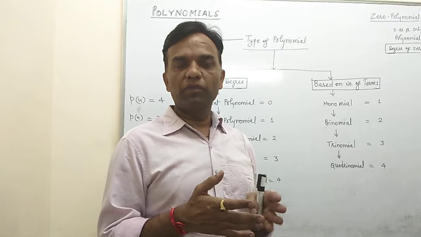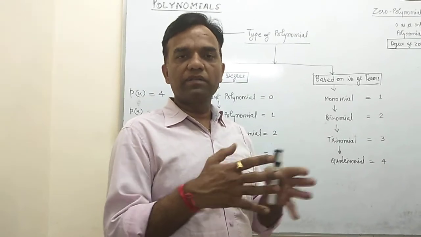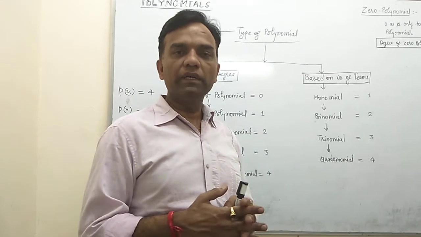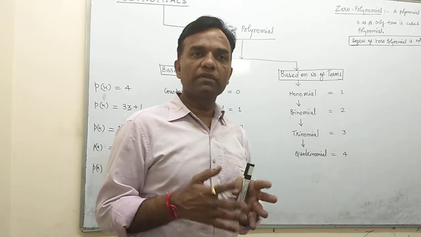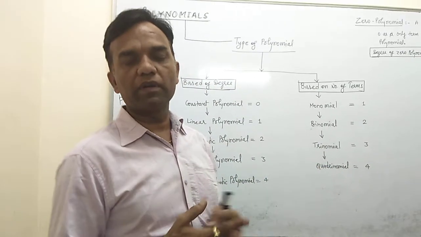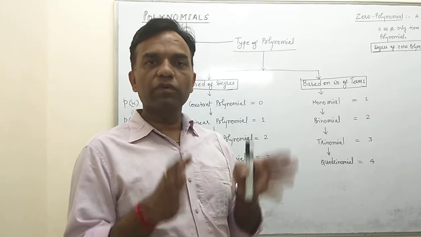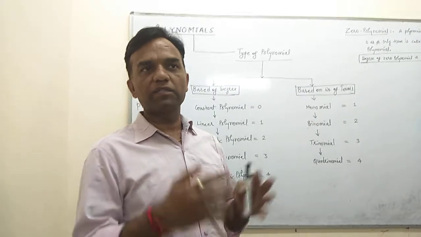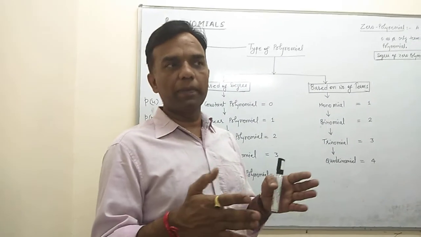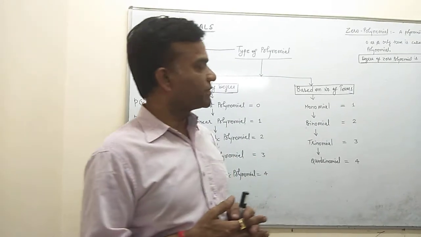First you write constant polynomial: a polynomial whose highest degree is 0 is called a constant polynomial. Okay, then you write linear polynomial: a polynomial whose highest degree is 1 is called a linear polynomial. In this way you write all the definitions with some examples. Not only one example in the definition, at least two or three examples you write in your copy, and then you describe. So like this you explain the types of polynomial.